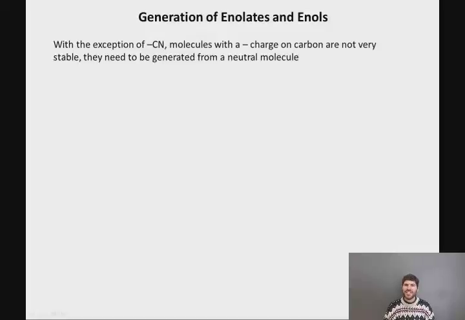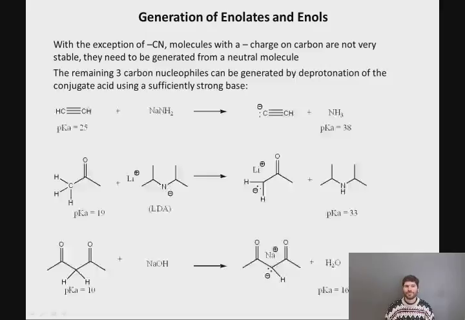In this lesson, we consider how we generate nucleophilic carbon species. With the exception of CN- cyanide, molecules with a negative charge on carbon are not very stable, and they need to be generated from a neutral molecule as a precursor. The remaining 3 carbon nucleophiles that we've talked about, the alkyne anion, the enolate, and the double enolate, can be generated by deprotonation of the conjugate acid using a sufficiently strong base.